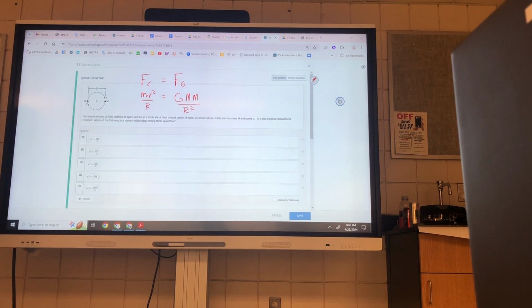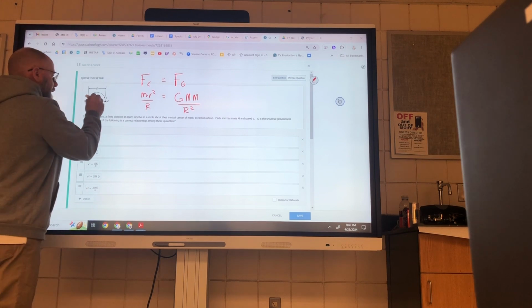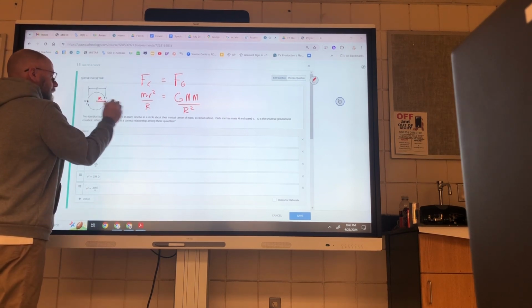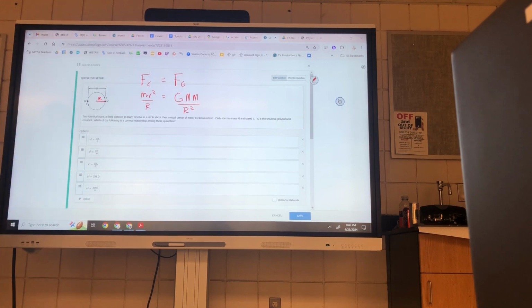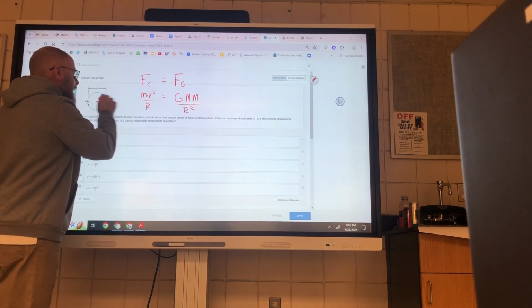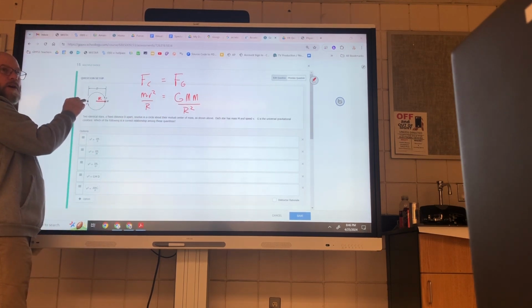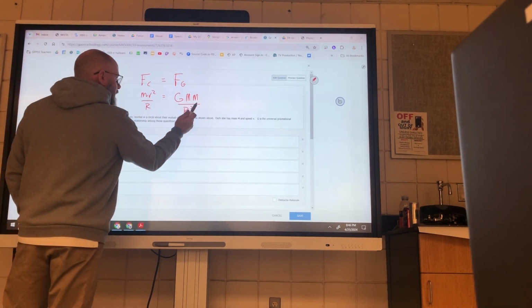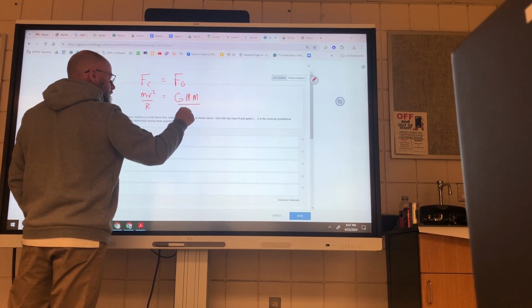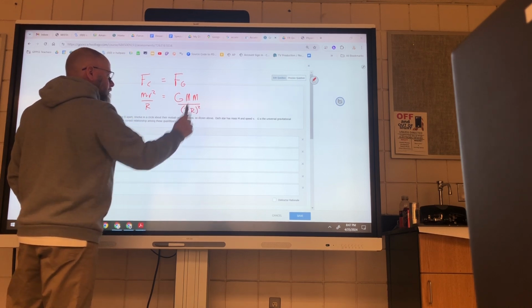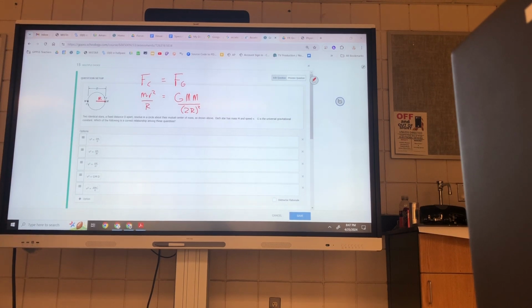Okay. Now, this is the problem. Because in every other problem that we've done, we've been able to cancel some R's. But here's the problem. The R value is here, correct? But this R isn't this R. Because what's pulling on the other thing? The other star. So what is this value then? And what are you going to do there? See how annoying that was?